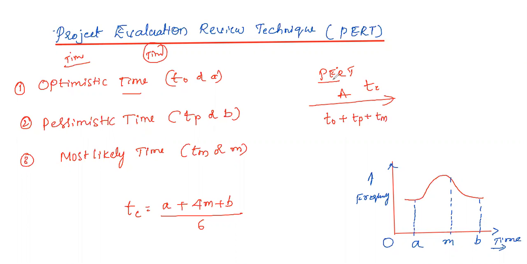Okay, so in order to calculate the expected time of each activity in case of the PERT, we need to know about the optimistic time, pessimistic time, and most likely time. Okay, the optimistic time is denoted by T naught R. So cap, that is a small a.